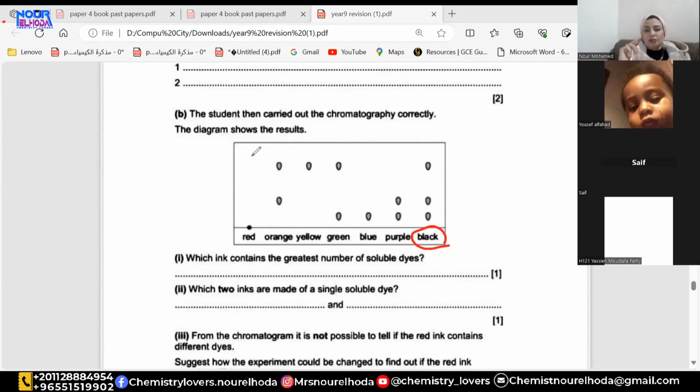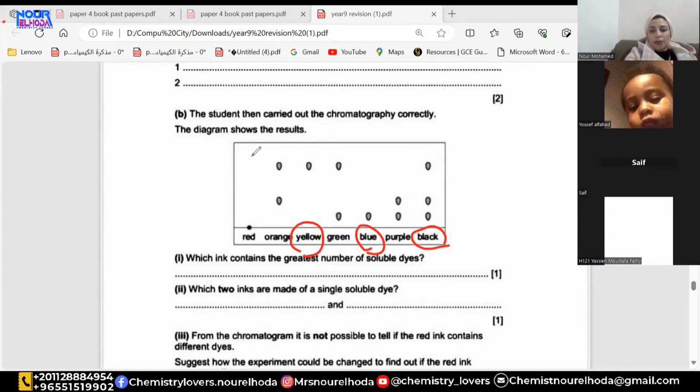Yani, of single soluble dye. I'm sorry, single soluble dye. Yani, it's only formed from 1 spot. So I don't have except the yellow and the blue. If you check here, I have the yellow one and the blue one because they only form 1 spot.